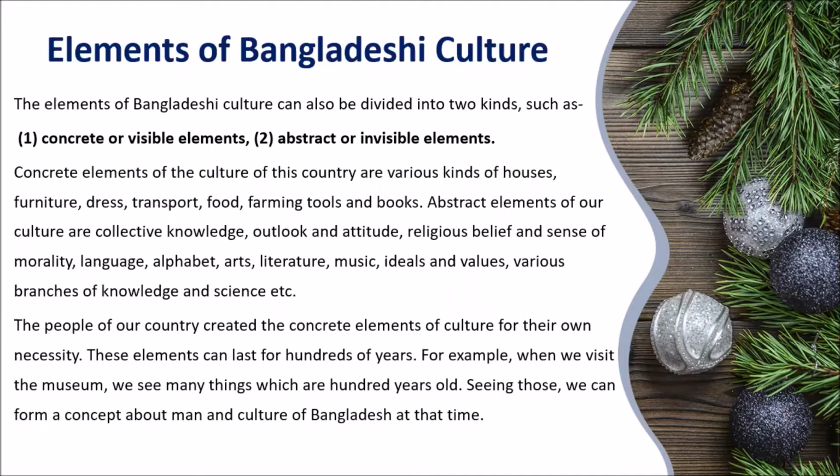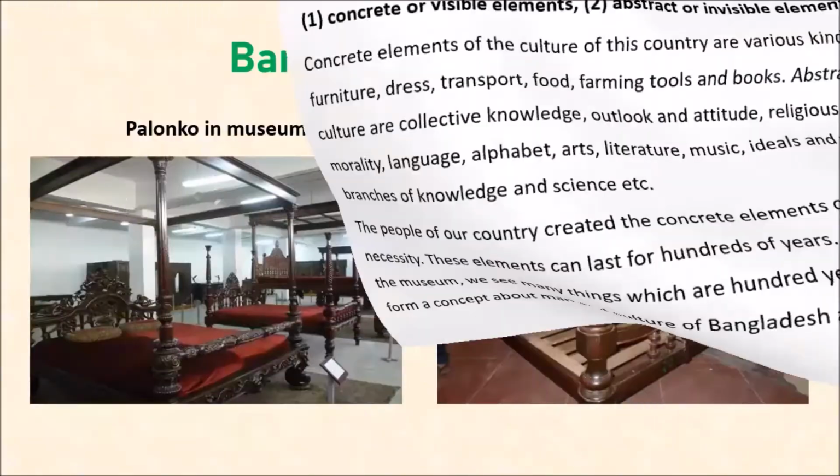Like you can find a book which is 100 years old. Besides, you can find a building which might be 200 years old. So you can see this is only possible for concrete elements of culture. You can find buildings, you can find books, you can find dresses like shari which is more than 100 years old. Well, as an example, here you can see two pictures.